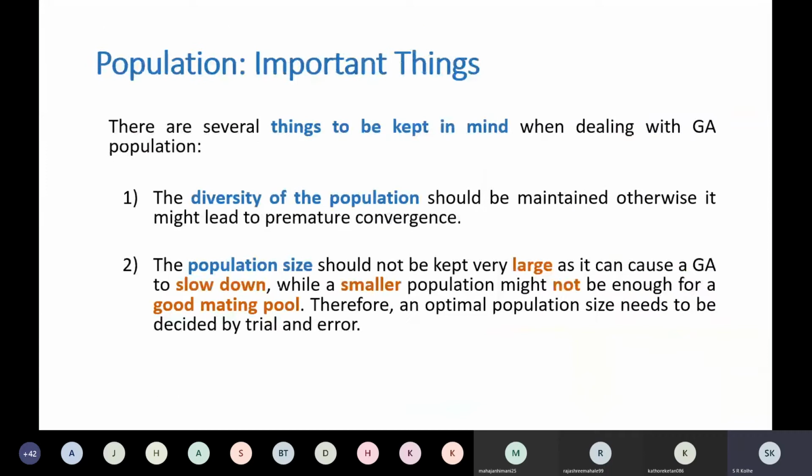Any question up to this in representation of population? No, sir. Okay. If there is no question, we will continue further.